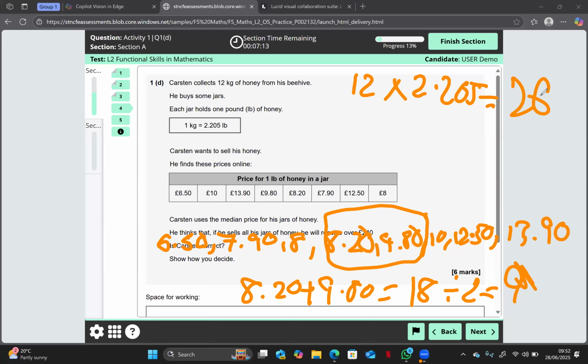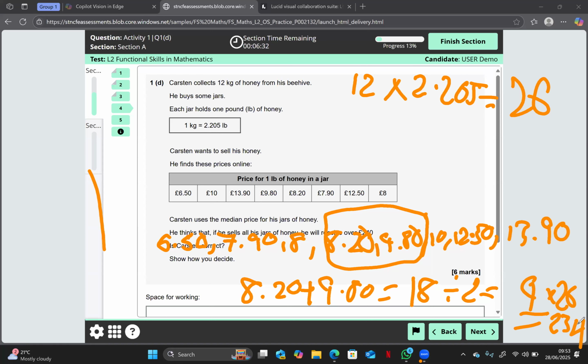So he wants to sell at these prices. The median price is £9 here, and that is per pound of honey. Now if we multiply that by approximately 26, 26 multiplied by 9 equals 234, which is less.